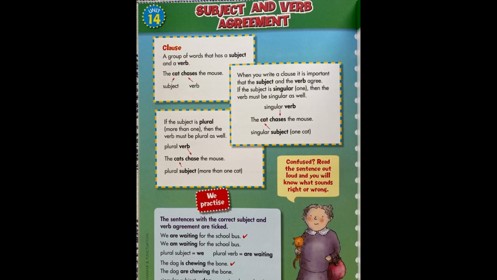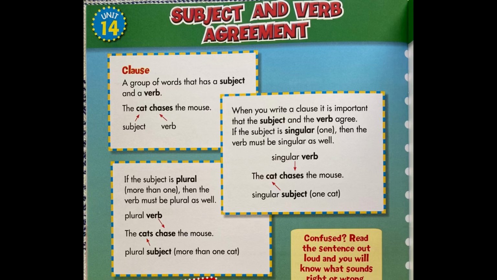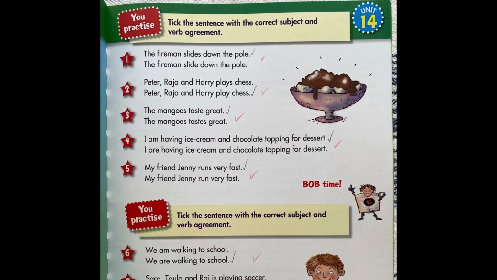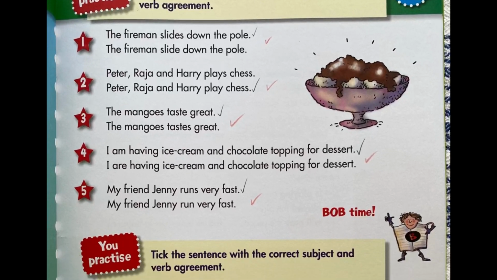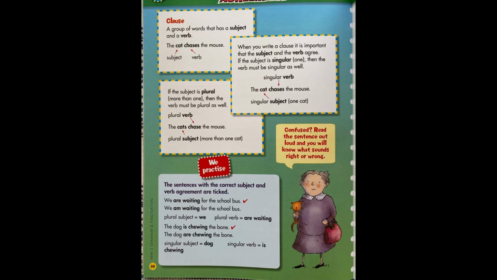I practiced subject and verb agreement. Singular subjects name only one person, animal, place, or thing. When a subject is singular, use a singular verb. Singular verbs end in s, es, or ies.